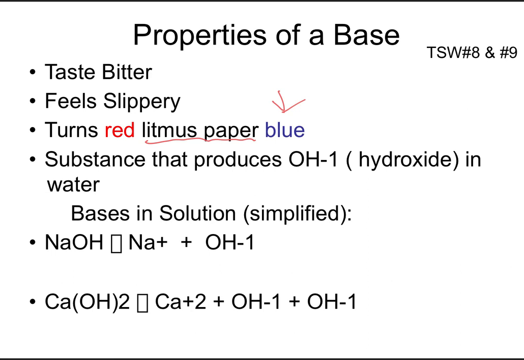And the technical term here for a base is when a substance produces OH, hydroxide ion, when you put it in water. Once again, this is supposed to be a yield sign. So sodium hydroxide, when you put it in water, produces sodium ion plus hydroxide ion. And down here, calcium hydroxide. Once you put that in water, it produces calcium plus 1, 2 ions of hydroxide.